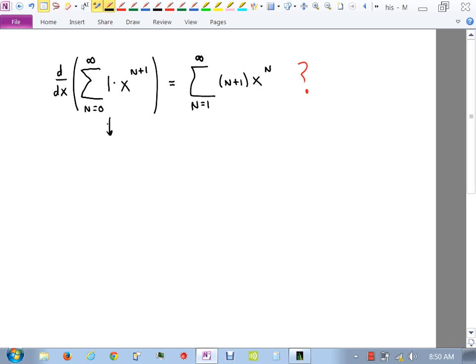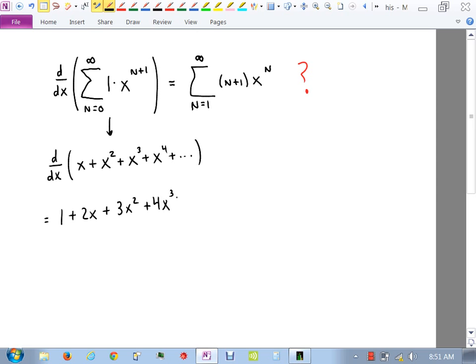First of all, let's write out some of these terms. If n is 0, we get x to the 0 plus 1, that's x. So we have the derivative of x, and then if we let n be 1, we get x squared, then n be 2, we get x cubed, and then n be 3, we get x to the 4th, plus dot dot dot. Now go ahead and differentiate this, and we get 1 plus 2x plus 3x squared plus 4x cubed plus dot dot dot.